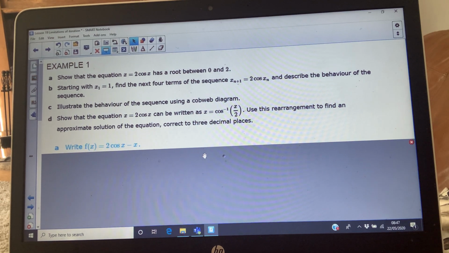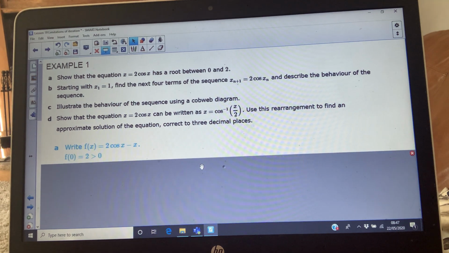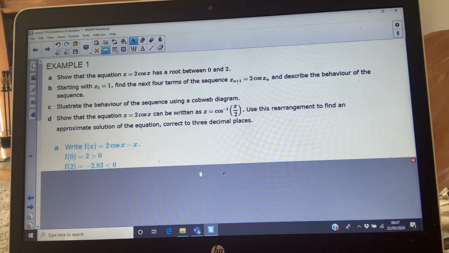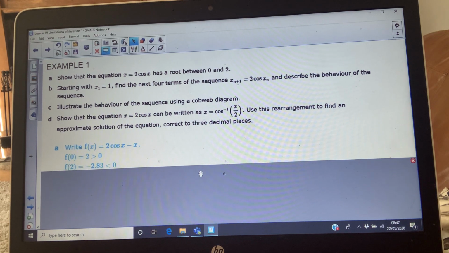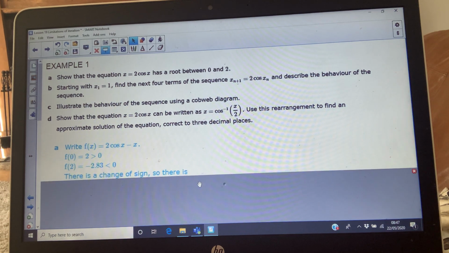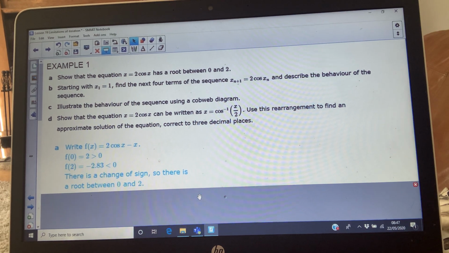So you know that it has to be in radians, and always assume radians unless it states otherwise. So you will find f of 0, which is 2, which is positive. You will find f of 2, which is negative 2.83, negative. Make sure you indicate your positive or negative signs. There is a sign change rule, so there must be a root between 0 and 2.